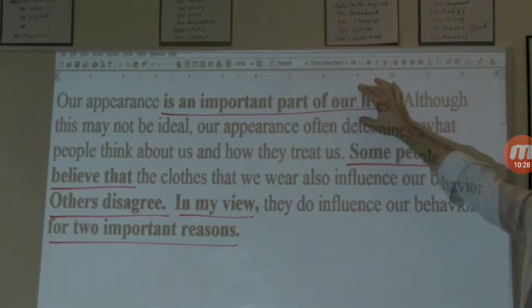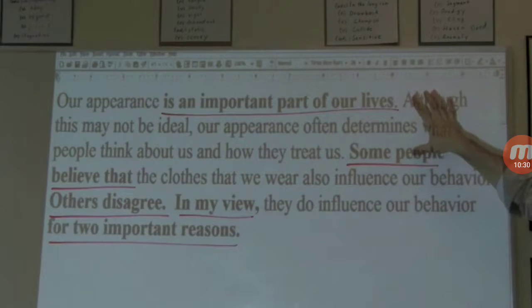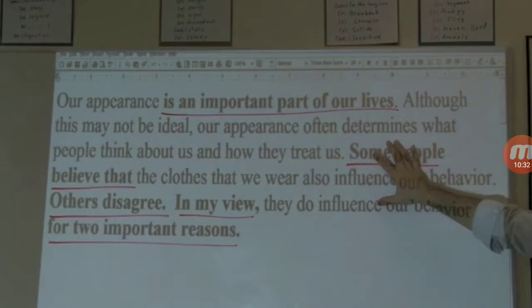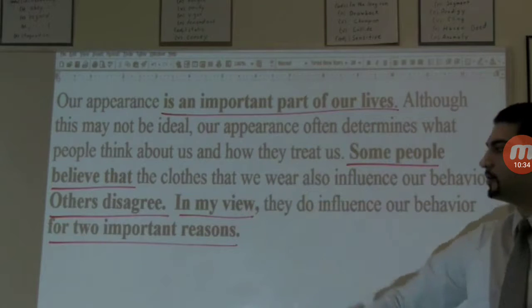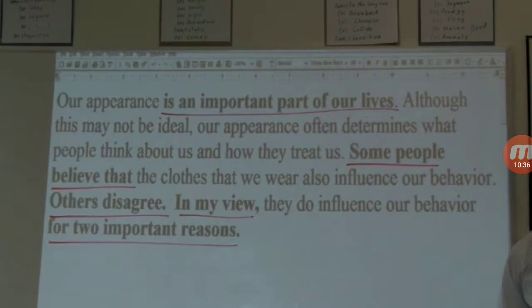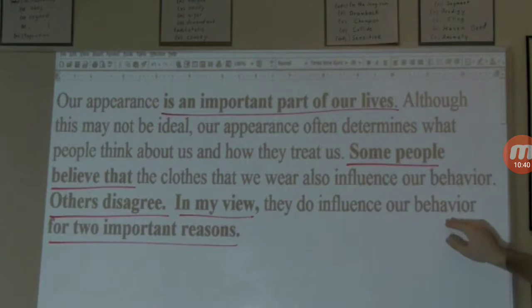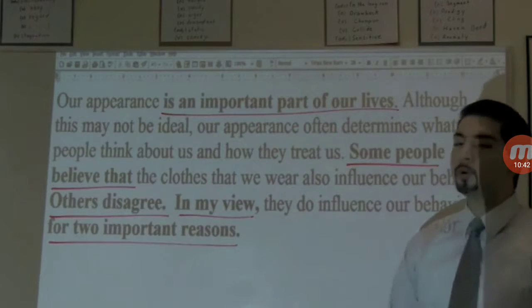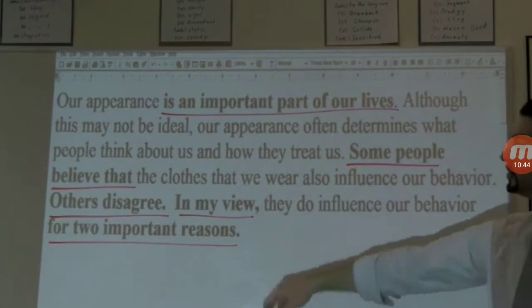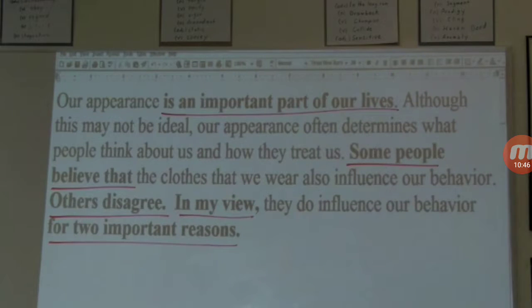So first step, topic is important. Second, tell me why. Third, restate the question. Some say this, others disagree. Last sentence, your opinion. In my view, they do influence our behavior for two important reasons. So in my view and for two important reasons are always repeated.